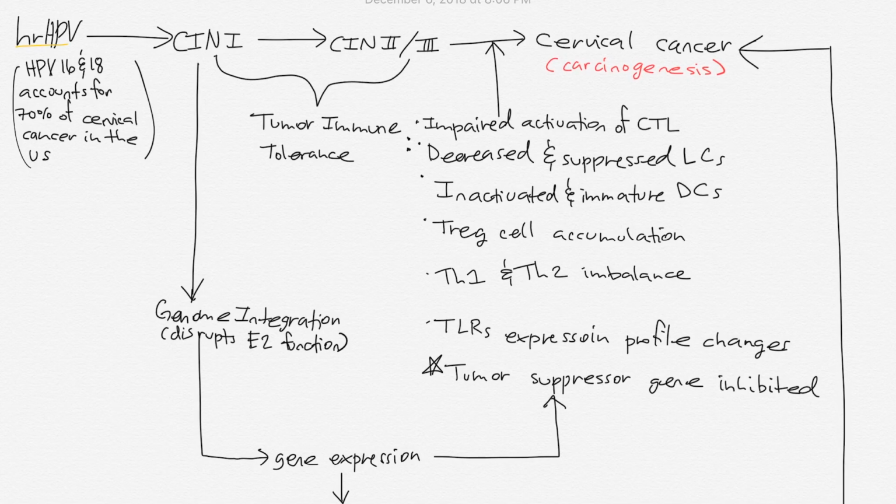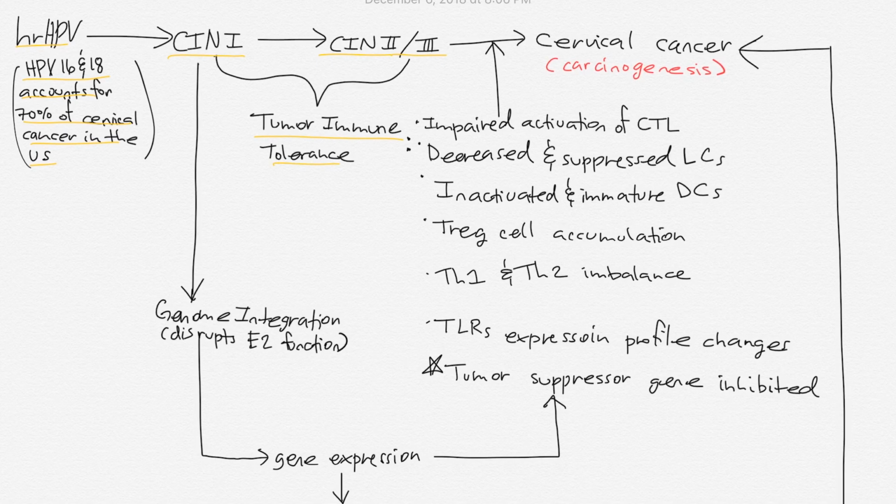HR-HPV, also known as high-risk HPV, consists of two main types of HPV, HPV 16 and 18, which account for 70% of cervical cancers in the United States. There are different stages leading up to cervical cancer. They are CIN1, CIN2, and CIN3. CIN stands for cervical intraepithelial neoplasia. These three stages of CINs are characterized by tumor immune tolerance.